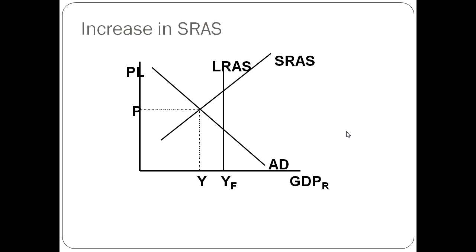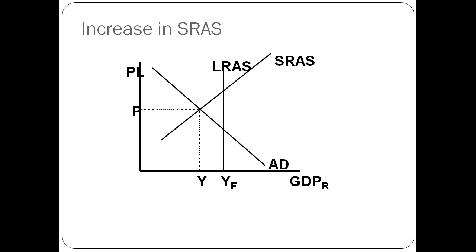So in this case we have our ADAS graph and we have a recessionary gap. Output, or Y, isn't quite up to full employment output there, and aggregate demand and short aggregate supply are intersecting before that long run aggregate supply curve.